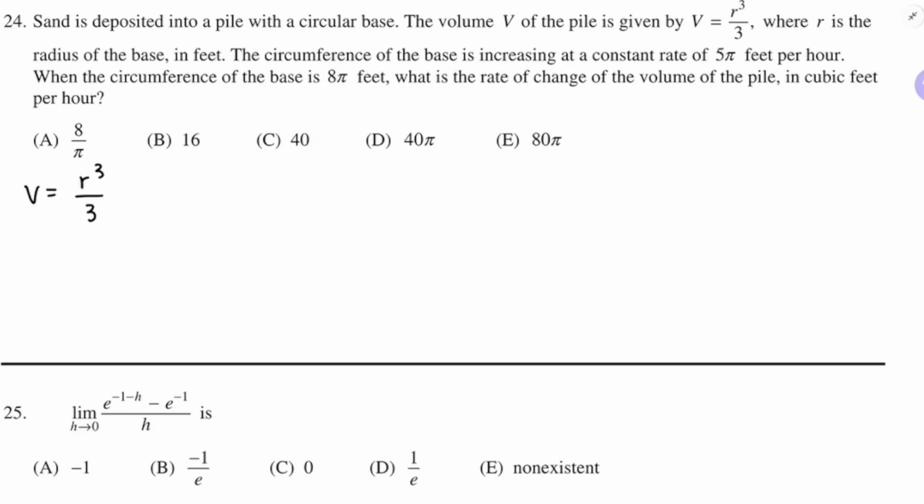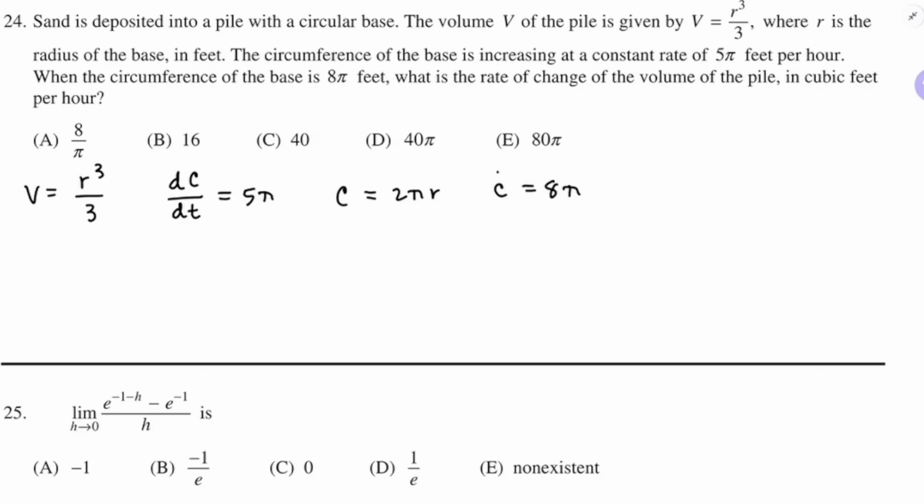The circumference of the base is increasing at a constant rate of 5 pi feet per hour. Okay, so I must need the circumference formula so I can take the derivative of it. Okay, so the circumference of the circle that is the base, that would be 2 pi times the radius. We do need to know that. Okay, circumference is equal to 8 pi feet, so we'll need to use that eventually, I'm sure.